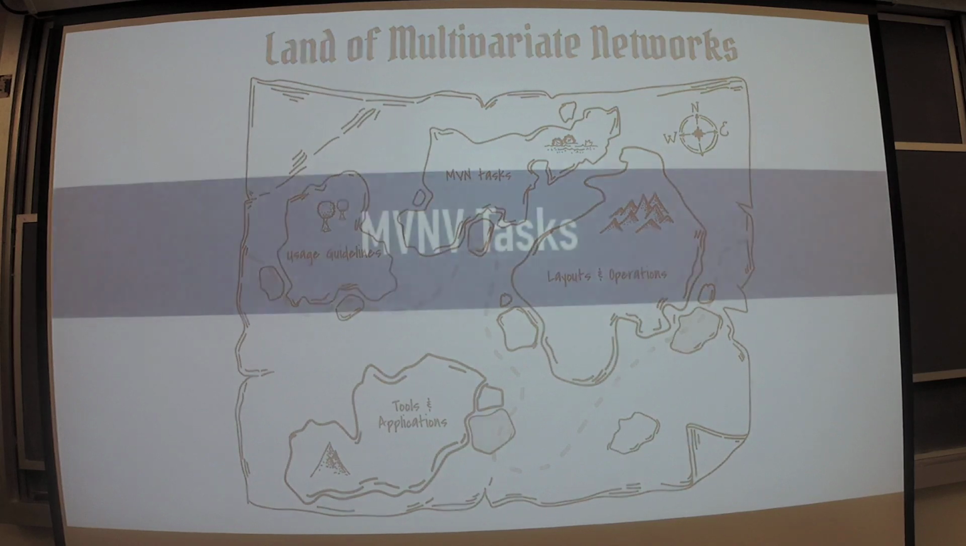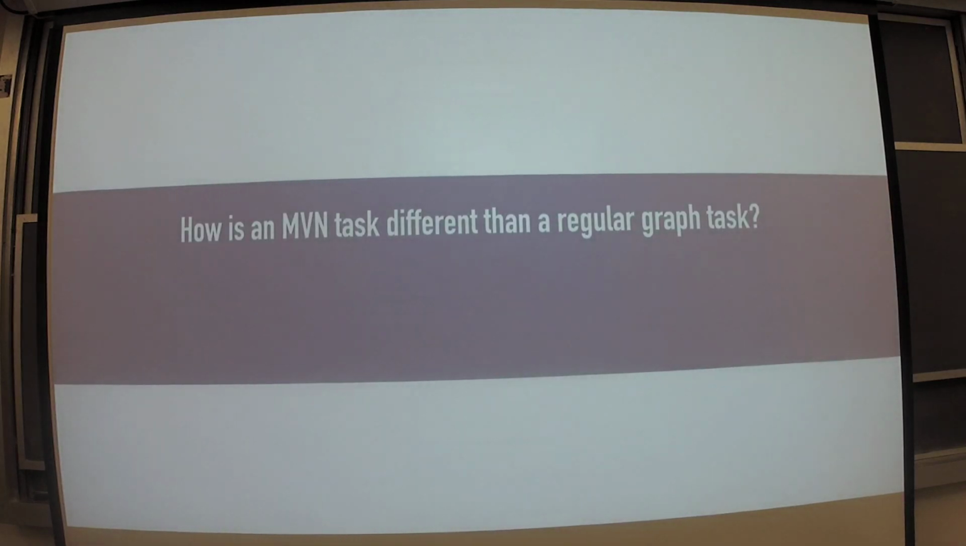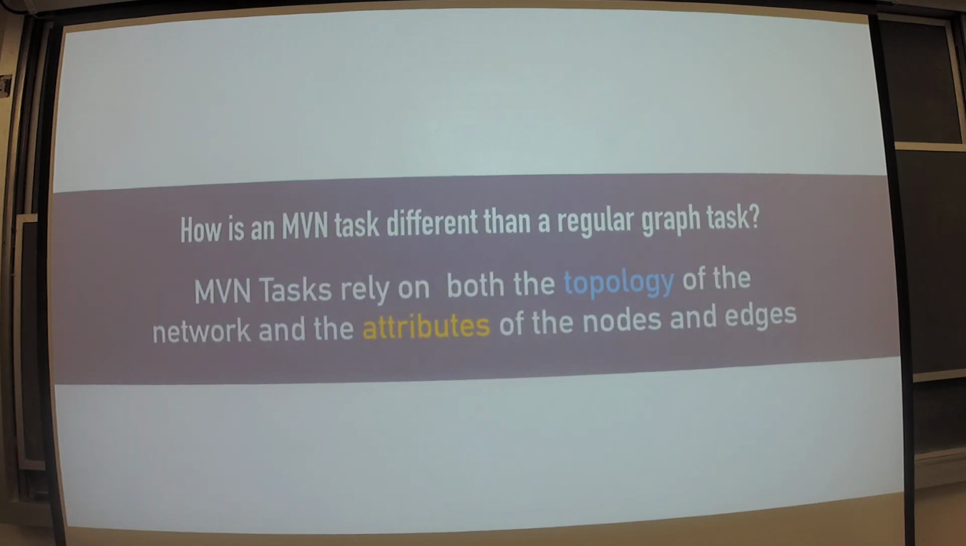So let's start off with the tasks. So some of you might be asking yourselves, how is an MVN task different than just a general graph exploration task? There is a lot of work done on graphs in general and how they're explored in different tasks. The key thing is just like MVNs are topology plus attributes, MVN tasks are those that rely on both the topology and the attributes of the nodes and edges.